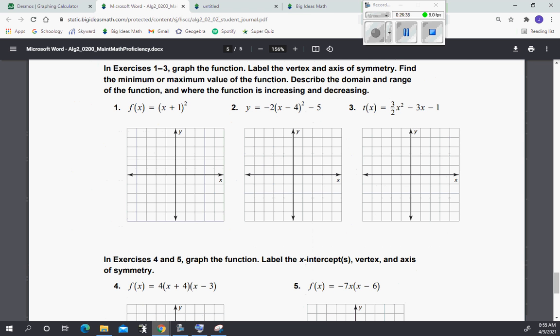Graph the function. Label the vertex and axis of symmetry. Find the minimum or maximum value of the function. Describe the domain and range of the function. Where the function is increasing and decreasing. Okay, so there's a lot going on. Let's just find our vertex. Our vertex of this first one is at -1. Okay, -1. Now we got to create our x and y chart. We got to come up with two numbers above that, so 0 and 1, and two numbers below, -2, -3.